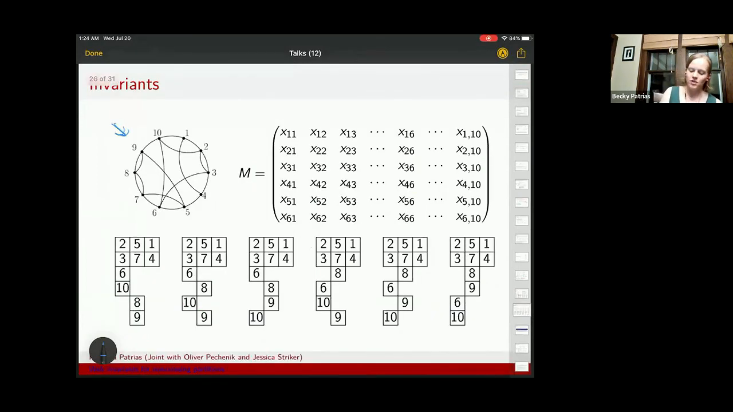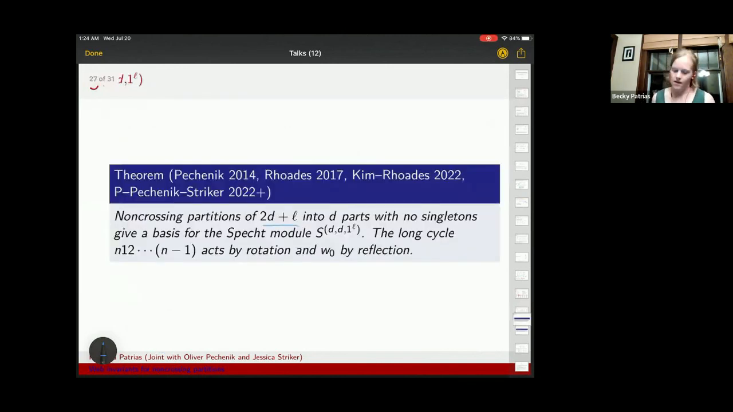The Specht module shape is just what we get if we shake out all the jellyfish and left justify everything. We're just smushing everything to the left, and that's the Specht module that we're talking about. So our non-crossing partitions give a basis for the Specht module, and we have a nice S_N action. The long cycle is going to rotate our partition, and w naught is going to reflect our partition.